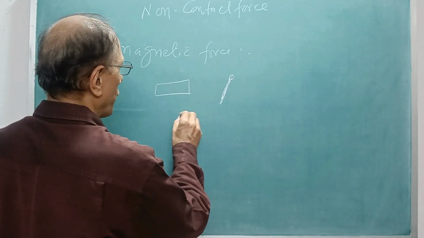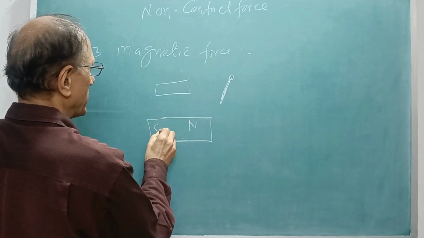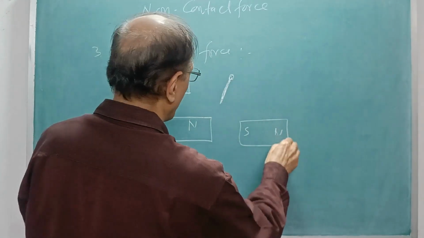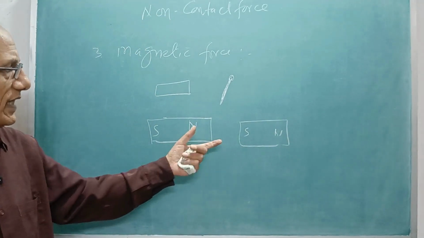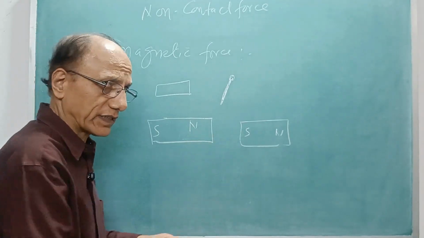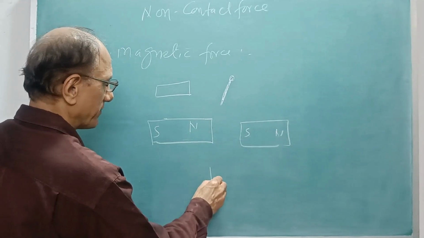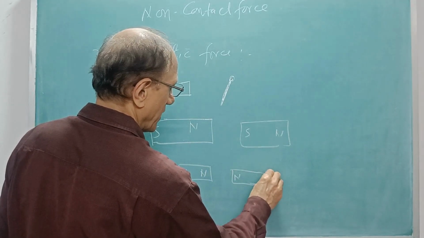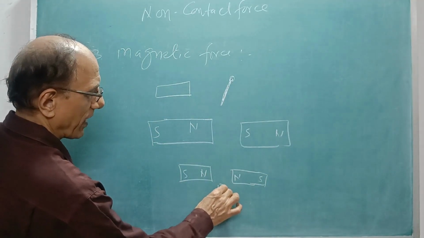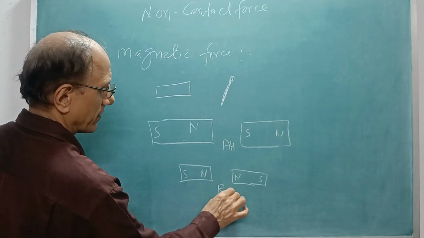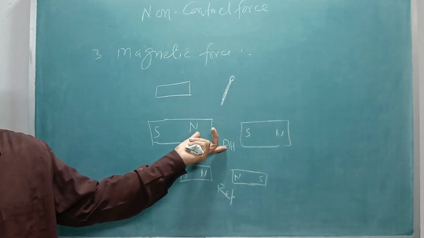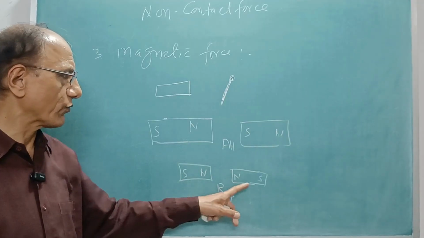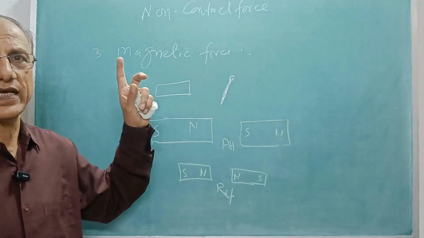If this is the north pole of a magnet and this is the south pole, and the south pole of another magnet is brought near to the north pole of this first one, then they will attract. So unlike poles attract and like poles repel. North will repel north, south will repel south, north and south will always attract.